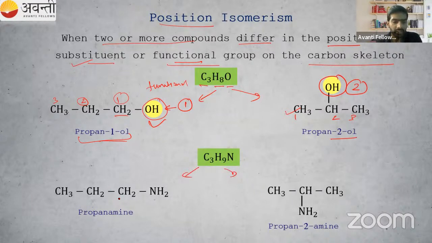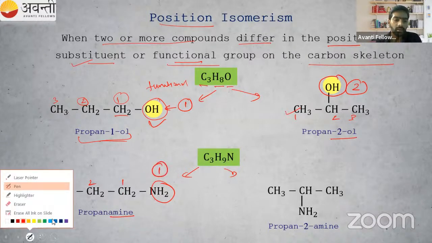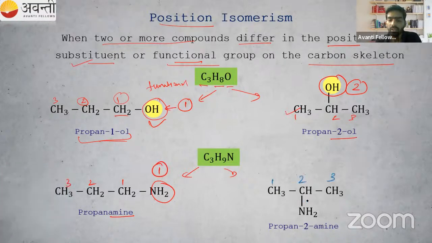So in this, if you count again, first, second, third, and this is the amine group. This is nothing but your amine group. So this amine group is connected to the first carbon, and if you see here, 1, 2, 3, this amine is connected to the 2nd carbon. So what difference are you able to see? Difference in position. Correct? Am I correct?